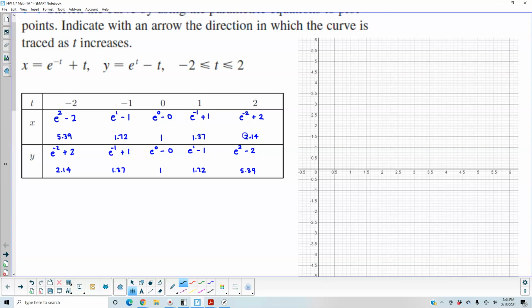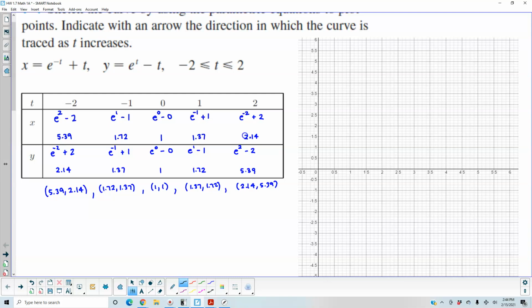So when t is negative 2, the ordered pair is 5.39, 2.14. And when it's negative 1, it's 1.72, 1.37. When it's 0, we get 1 and then 1. When it's 1, we get 1.37, 1.72. And when it's 2, we get 2.14 and then 5.39. So let's go ahead and plot our values here.